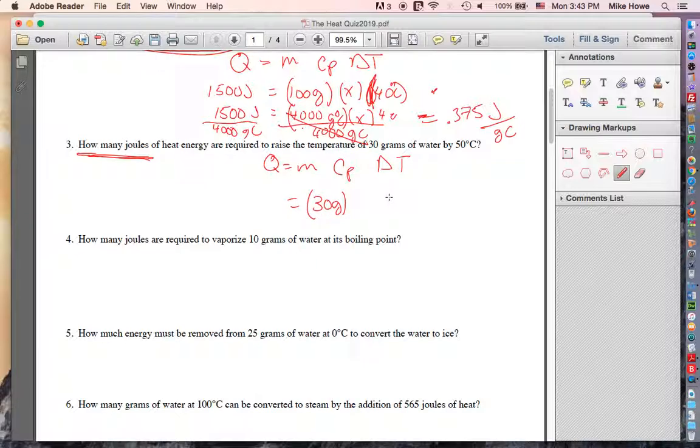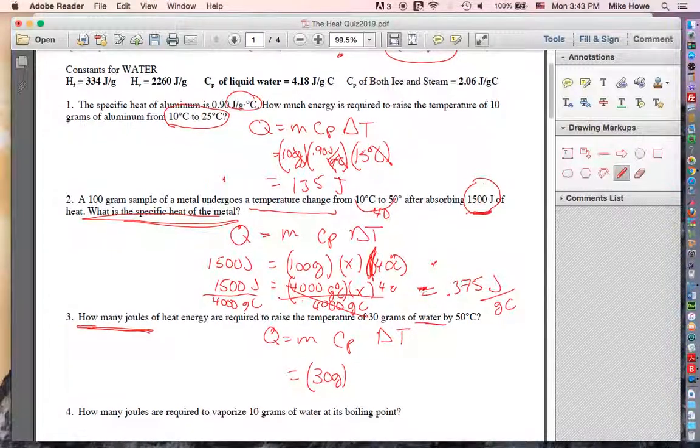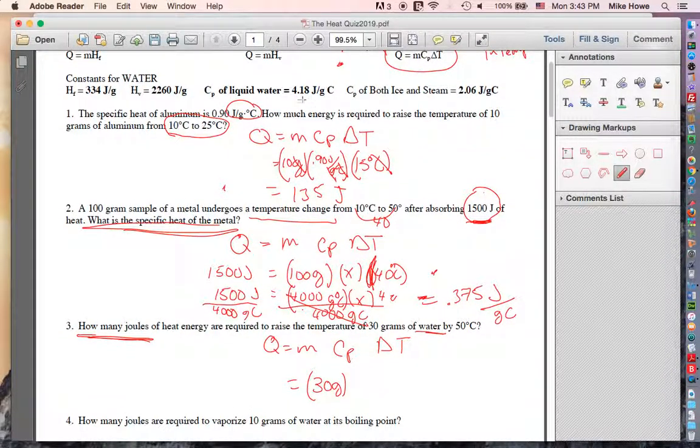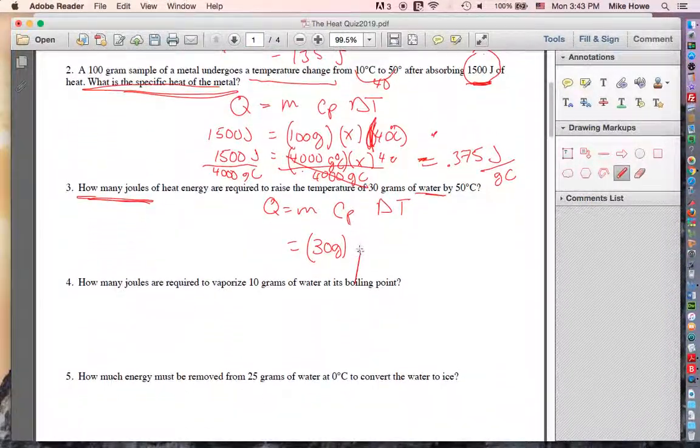Cp is not in the problem, but since it does tell us that it's water, at the top of the page I had given you the heat capacity of water. So that was 4.18, and that's joules over gram degree C.